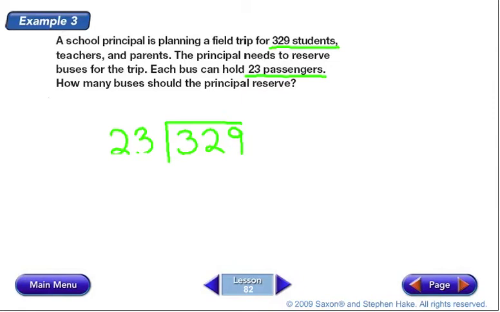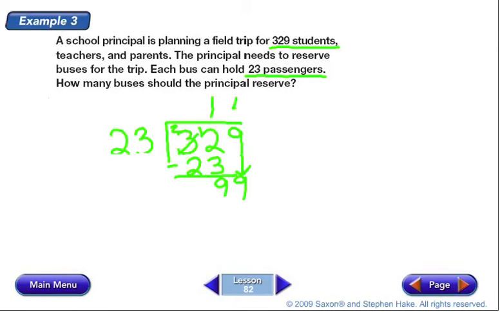So 23 into 32 once, multiply. 1 times 23 is 23. Subtract. 12 minus 3 is 9. 2 minus 2 is 0. Bring down the 9. And now I have 99. Well, again, I really have no idea how many times 23 goes into 99. But I do know that 2 goes into 9 4 times. So I'm going to use my first digit to estimate.